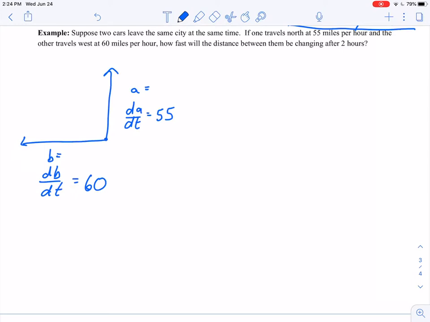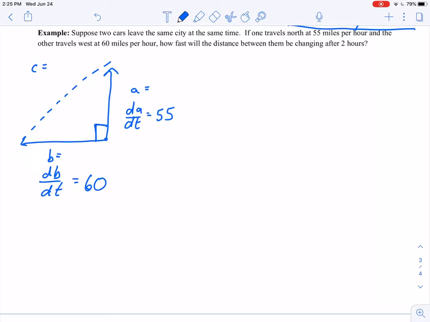We want to know how fast the distance between them will be changing after 2 hours. The distance between them, that is this distance right here. Look at this. I've created another right triangle. I have A, I have B. I want to talk about this side over here, that hypotenuse. How about I call that C?